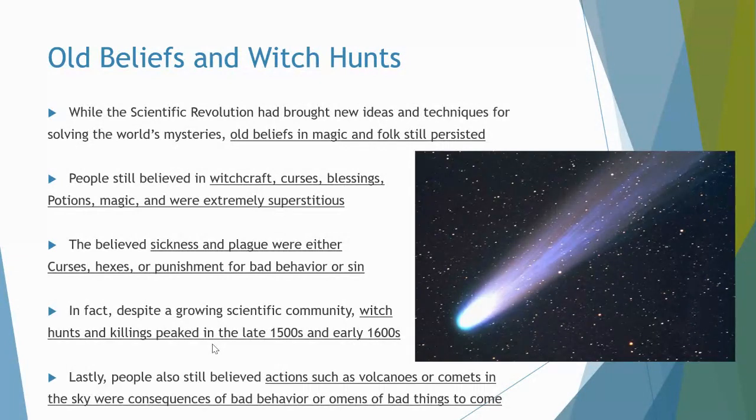In fact, despite a growing scientific community, witch hunts and killings peaked in the late 1500s and early 1600s. Remember, Salem witch trials, even in the United States, it happened. I know that's not European history, so that's not an example of European history, but the same things were happening in European countries as well. People also still believed actions such as volcanoes or comets in the sky were consequences of bad behavior or omens of bad things to come.